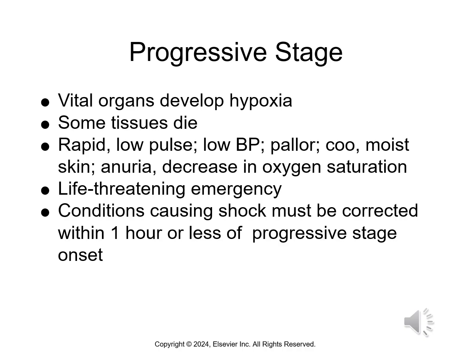Indications of the progressive stage include a worsening of changes resulting from decreased tissue perfusion. The patient may express a sense of impending doom, a feeling that something bad is about to happen. The patient may be confused and thirst increases. Objective changes are a rapid weak pulse, low blood pressure, pallor or cyanosis of the oral mucosa and nail beds, cool and moist skin, anuria, and a decrease in oxygen saturation. Laboratory results may show a low blood pH along with rising lactic acid and potassium levels.